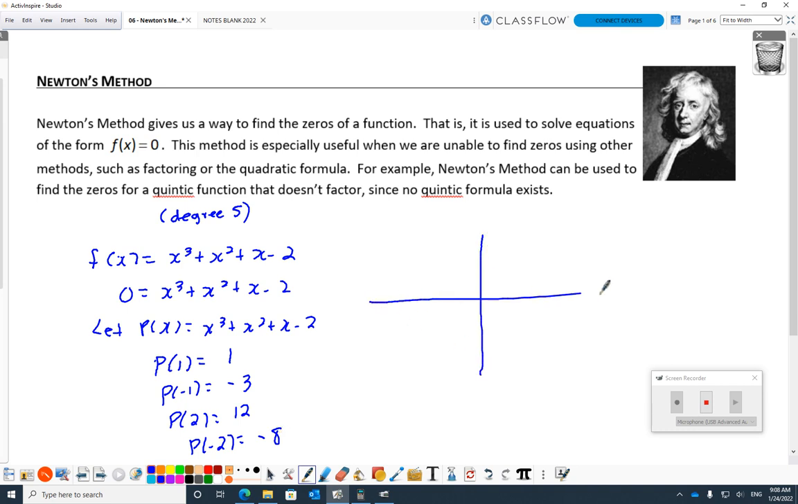And without even a piece of graph paper, I don't even need a fancy graph of this to see what's happening. So I did 1, negative 1, 2, negative 2. Okay, good. So p at 1 is about 1. It's about there. P at negative 1 is negative 3. It's about down here somewhere. P at 2 is like 12, so it's way up here. And p at negative 2 is like negative 8, so it's down there. Can you see where the 0 has to be?